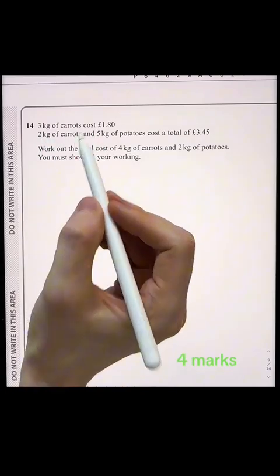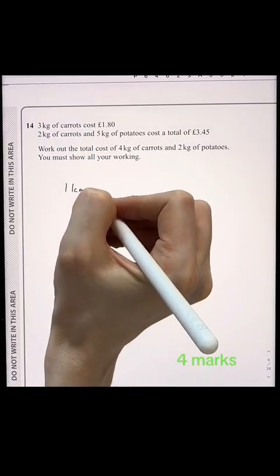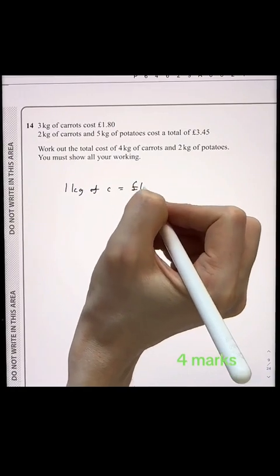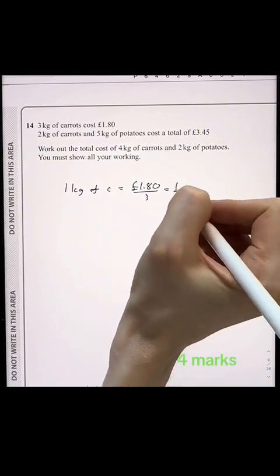14. 3 kilograms of carrots cost £1.80. Therefore, 1 kilogram of carrots is going to be £1.80 divided by 3. And £1.80 divided by 3 will give us 60 pence.